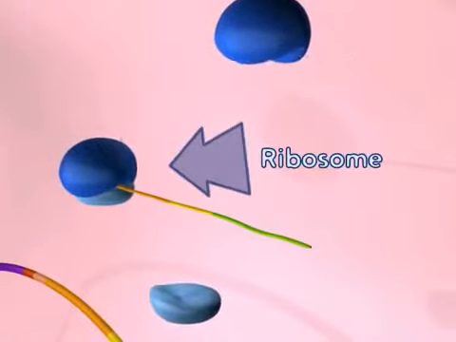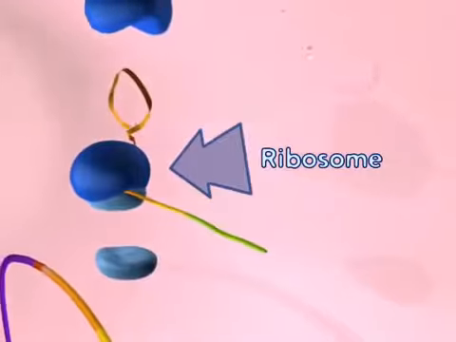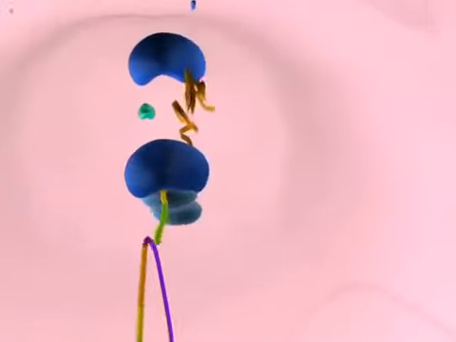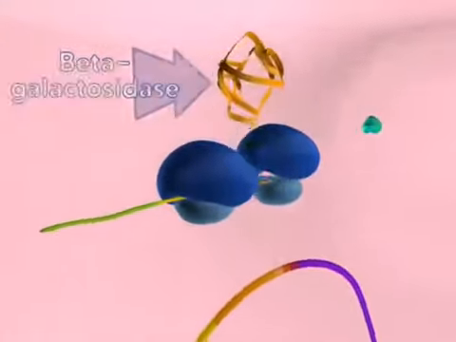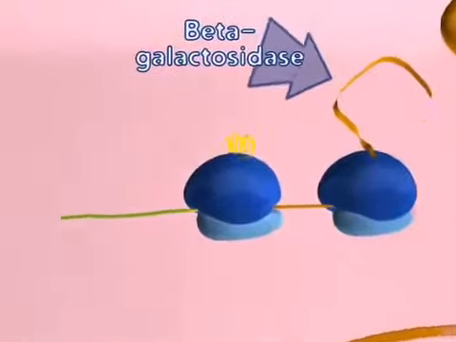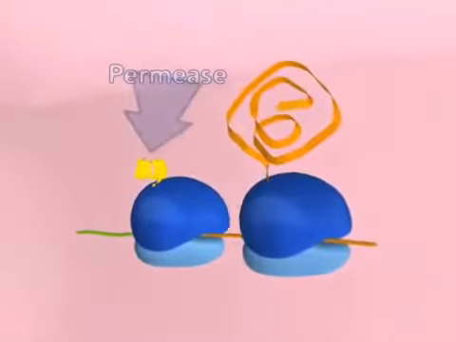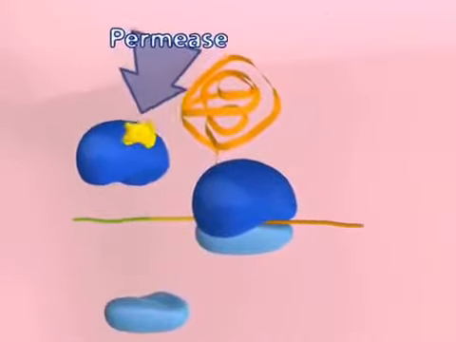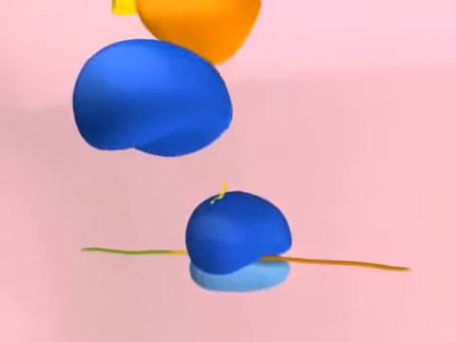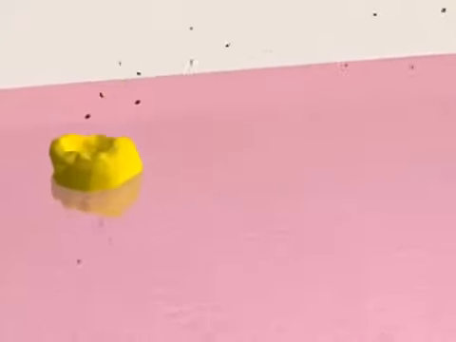Ribosomes then bind to the mRNA, and the 2 proteins are translated. The first protein is beta-galactosidase, which breaks down lactose into 2 simple sugars. The second protein is permease, a membrane-bound protein. When embedded in the cell membrane, permease functions to provide a direct route for the lactose outside the cell to be imported into the cell.